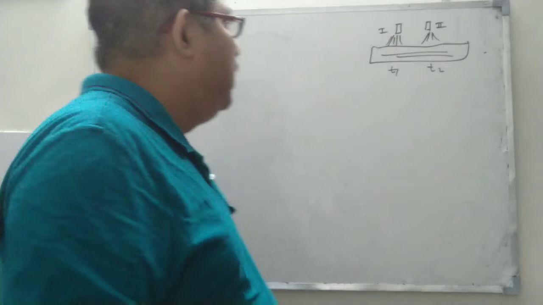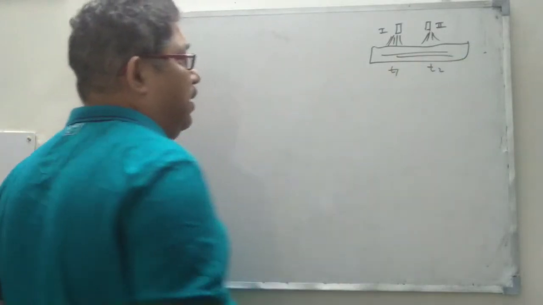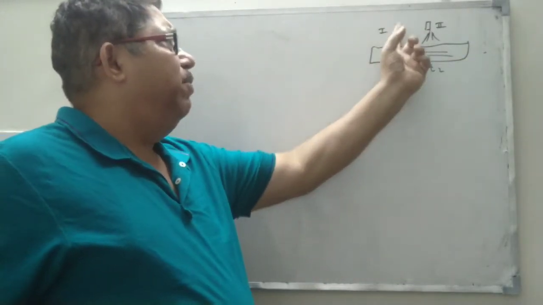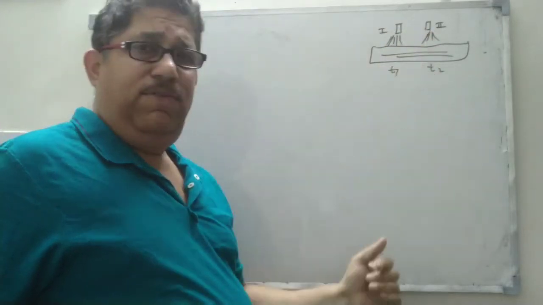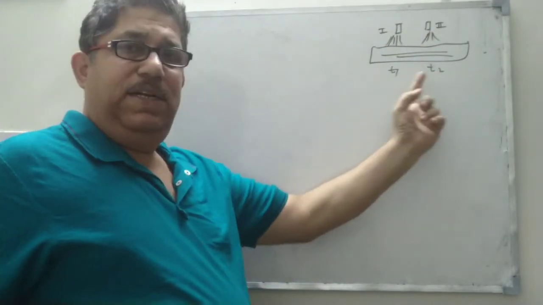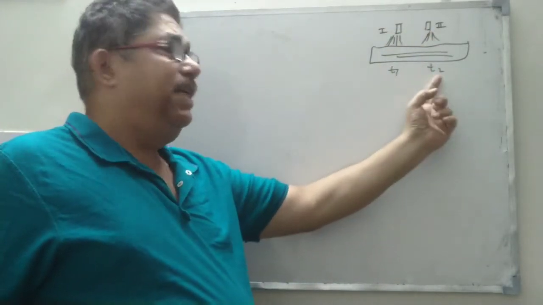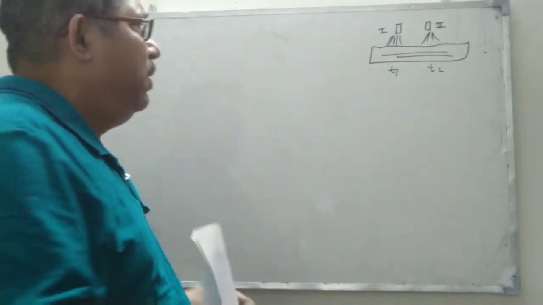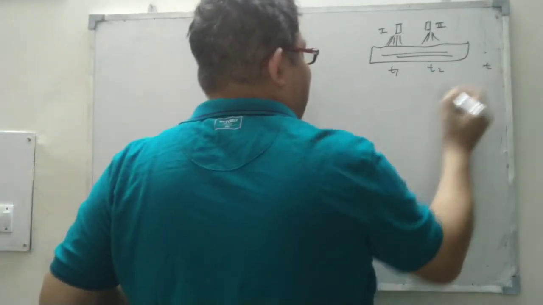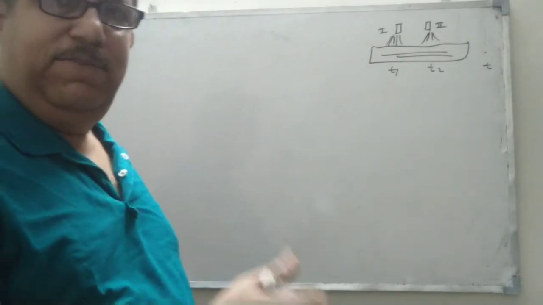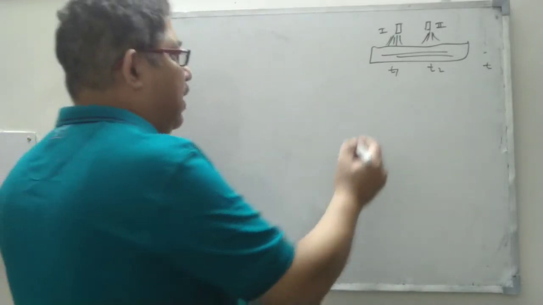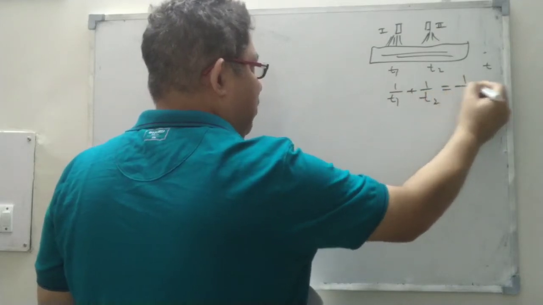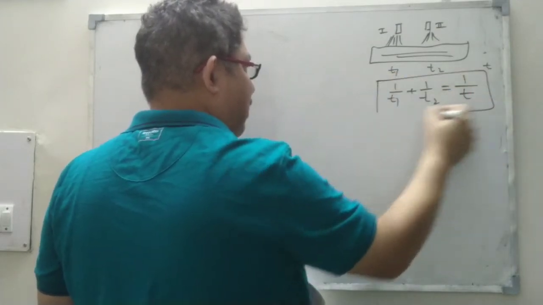So what we do here is, okay, this is our bucket, not being very artistic. From the first tap and the second tap water is flowing. The first tap needs T1 units of time, and the second tap needs T2 units of time. Units of time, minute, hour, whatever it is. And total time is T. So what is the relationship between T1, T2 and T? The relationship is like this: 1 by T1 plus 1 by T2 is equal to 1 by T.